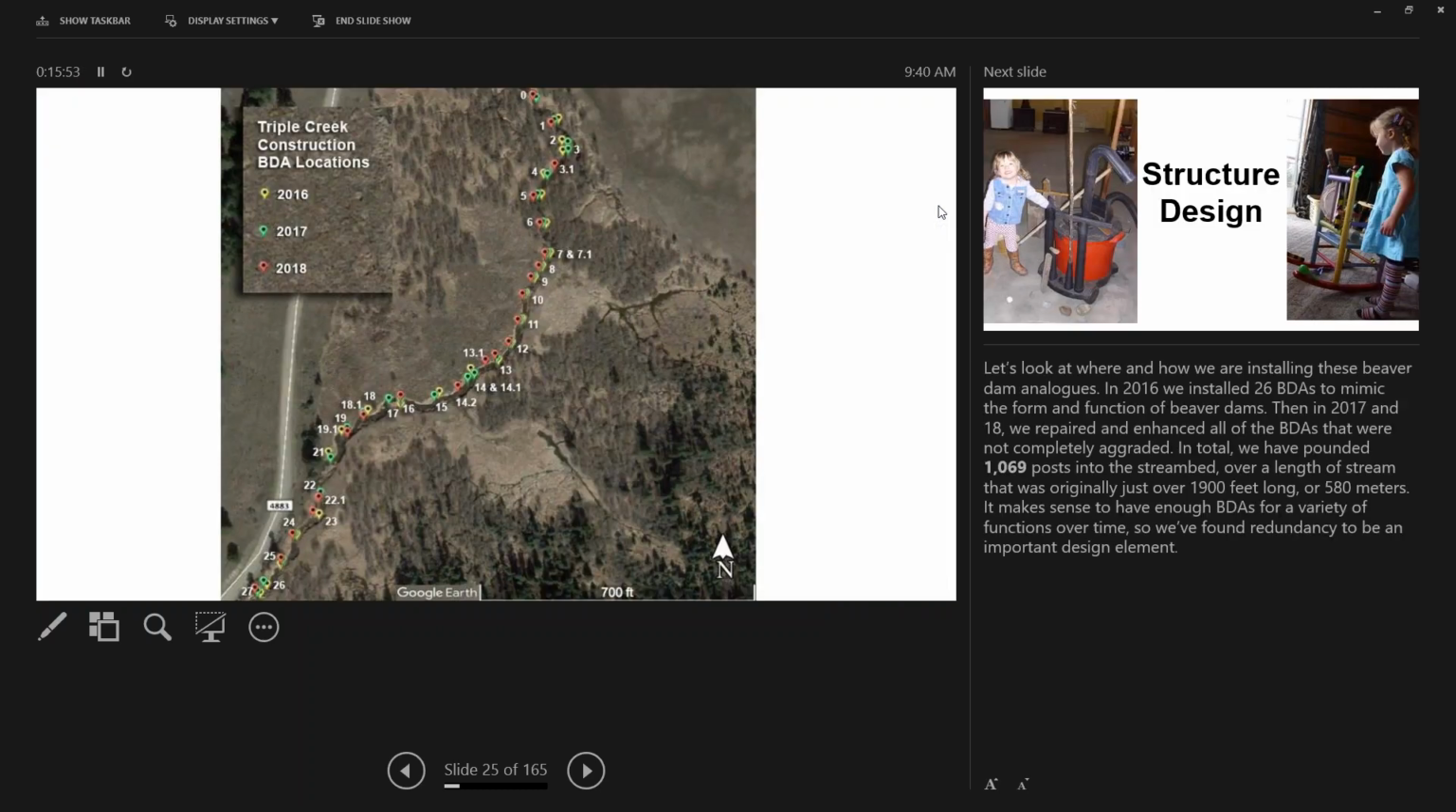So I haven't updated this map in the last couple of weeks. We just finished another round of construction, but you get the idea. Over this, originally 1,800 feet of stream, we've now pounded 1,069 posts since 2016. We've gone in each year and done adaptive management, and that's what beavers do. So we're trying to emulate the work of beavers. We're going to keep going in and making adjustments. We're in this project for the long term, so we're going to stick with it until we see the results that we're looking for.